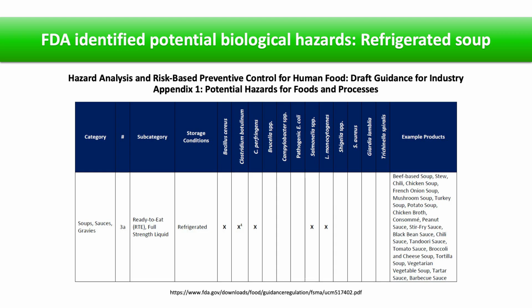Oftentimes, refrigerated products can have less regulatory stringency than other shelf-stable products. However, temperature abuse can cause significant hazards. One very important consideration for a product that is heated during the process and then cooled for refrigerated storage, like soup, is cooling down in a rapid fashion to reduce the risk of microbial pathogen growth.